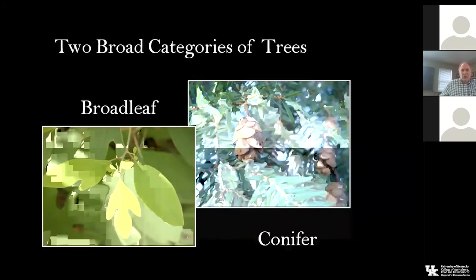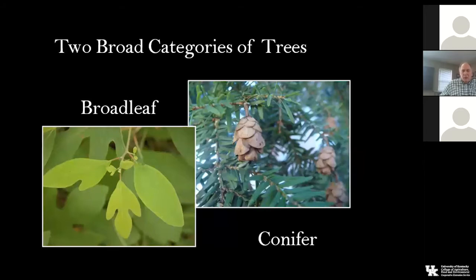Now, two broad categories of trees, and they are right there for you. On the right-hand side is the conifer. It is the cone-bearing trees. And on the left-hand side is the broadleaf. And the broadleaves are simply those trees that normally lose their leaves in the wintertime. Conifers retain them in most cases, but they are cone-bearing.